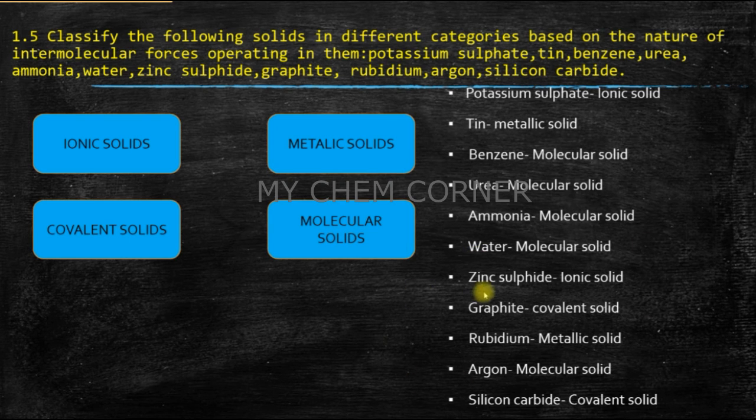Zinc sulfide, you can get Zn2+ separate and sulfide separate, therefore they are ionic solids. Graphite, we all learned last year that when we look at the structure itself, the bonding there is covalent, therefore they're covalent solids. Rubidium is a metal, therefore they're metallic solid. Argon comes under noble gases, they're molecule by itself, therefore they're molecular solid. Silicon carbide also we learned last year, therefore they're called covalent solids. So if you can identify the nature of these compounds or elements, you'll be able to classify them based on the intermolecular forces between them, and you will have your answers right. So before you try to solve such questions, better know what these classifications are, so it becomes easy for you all to answer such questions.